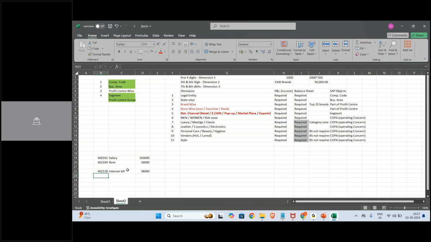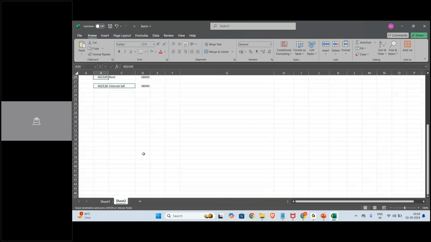Now, during the month end, they have to ensure that if you want to make this profit, these are all expenses, right? They have to ensure that they are breaking this salary across all these dimensions. Let me show you, for example, this internet bill. So they will have to write, in the month end, COPA allocations.